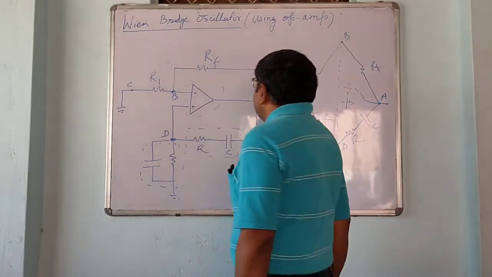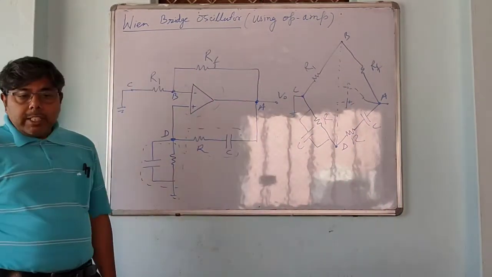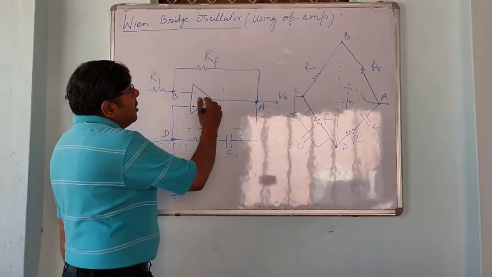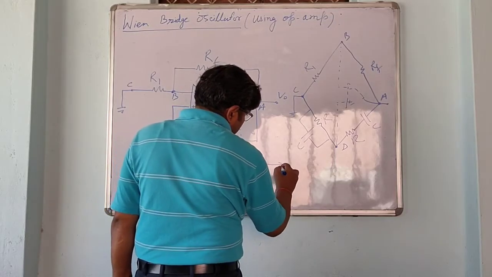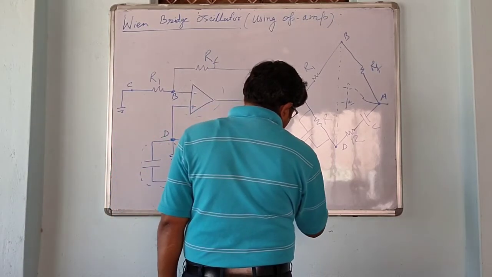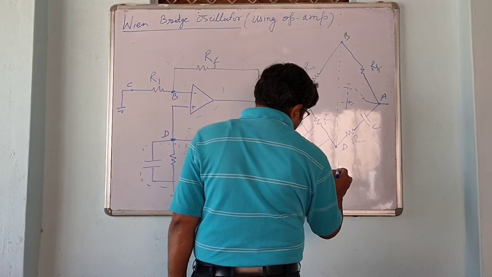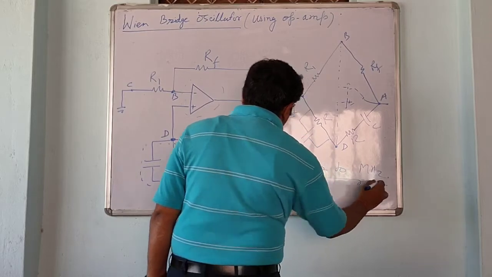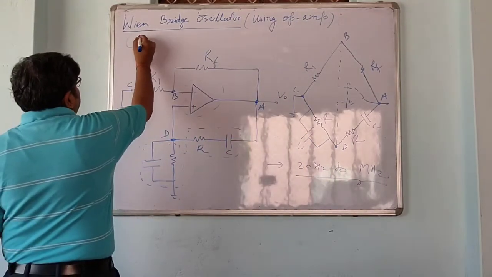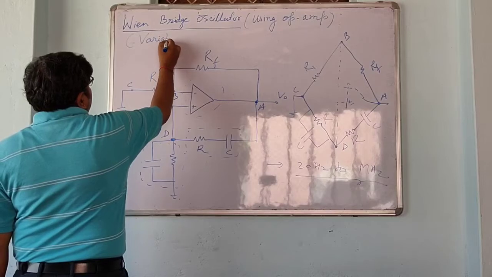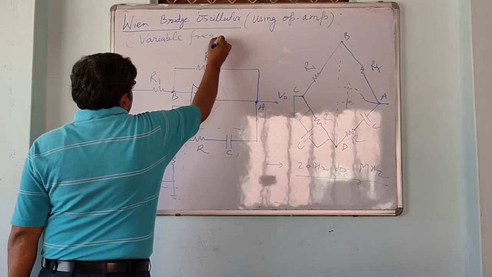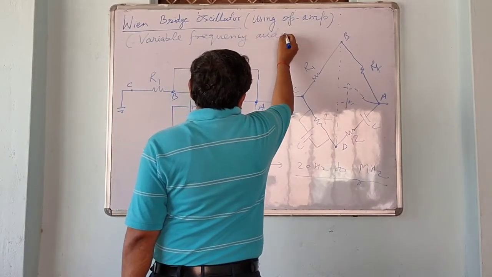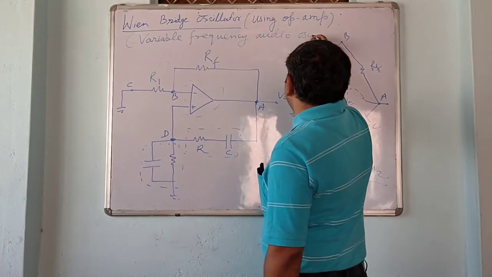So what is the basic concept of this? In RC phase shift oscillator, we cannot vary frequency. But in Wien bridge oscillator, we can vary frequency from 20 Hz to megahertz. So we can achieve variable frequency. This is an audio oscillator.